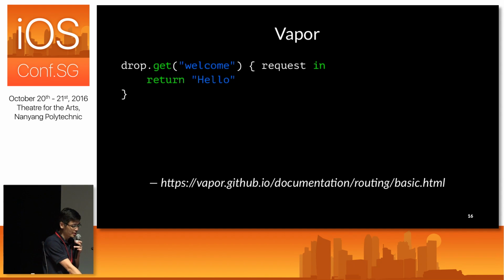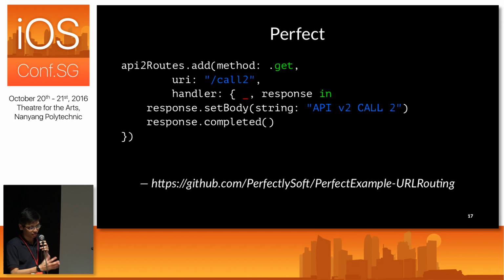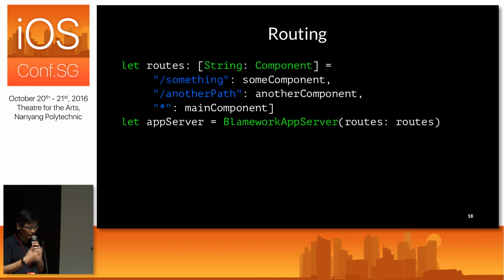So that was in Ruby, but in Swift, there's a framework called Vapor. You can see that it follows roughly the same routing pattern. There's another one called Perfect, slightly more elaborate, but still the same thing. But in Blamework, since it's a toy, I want to try something different. So instead of the pattern that was used by Ruby Sinatra, what I do is we can create a map, a dictionary. It maps between the URL and an object. And the object is basically a component.